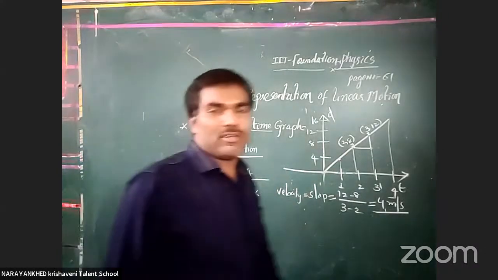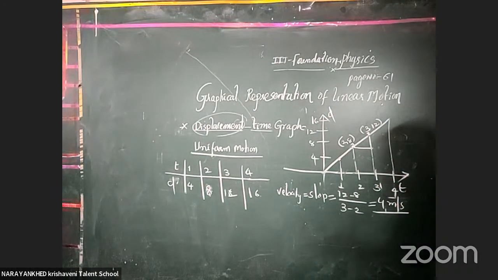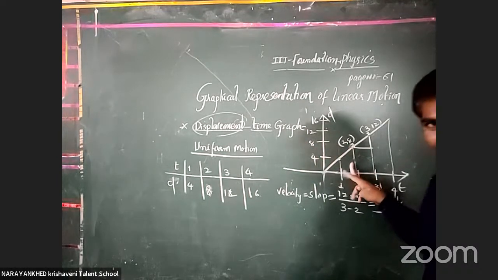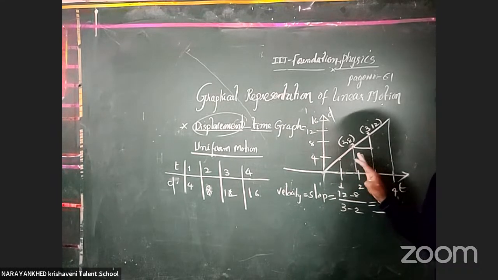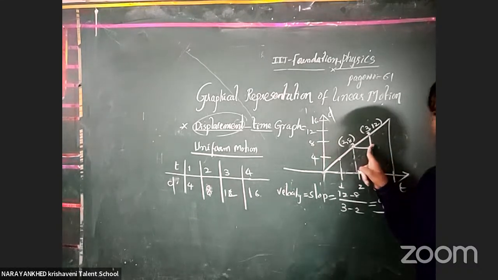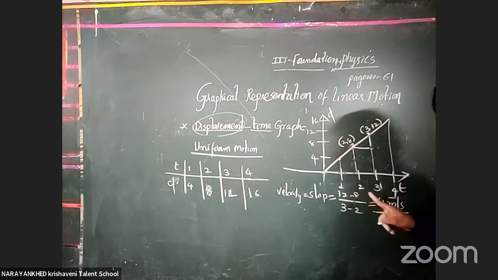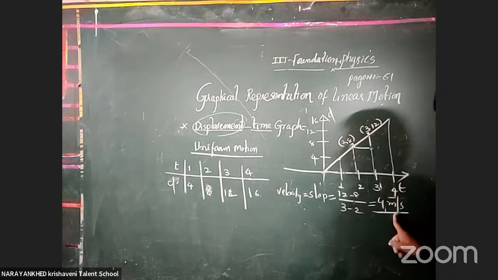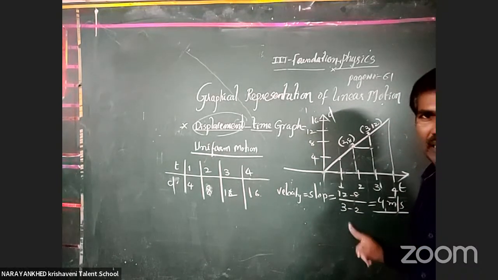These pictures and values are varied. Only the concept matters: when we take a displacement and time graph in case of uniform velocity, velocity is equal to slope. Slope is 12 minus 8 by 3 minus 2, which is 4 meter per second. It is a straight line.